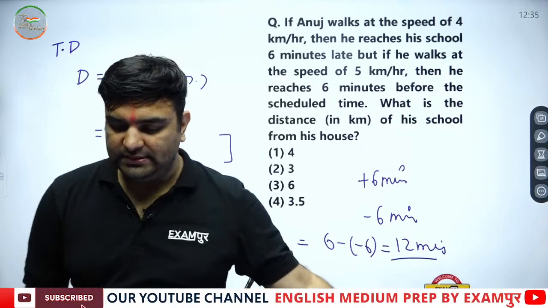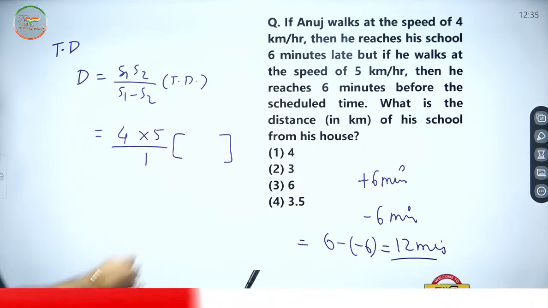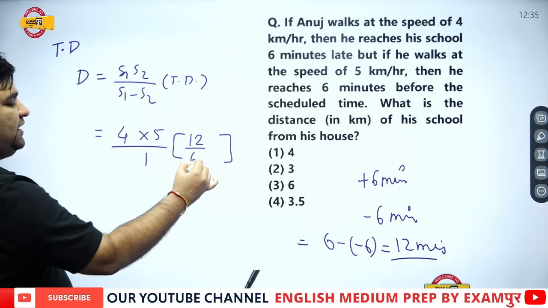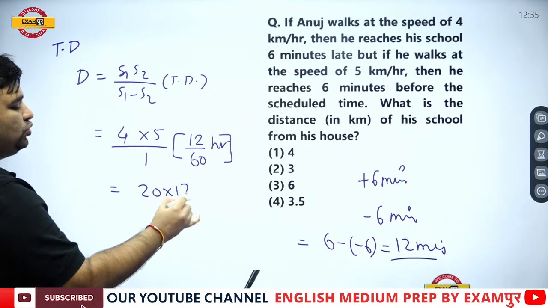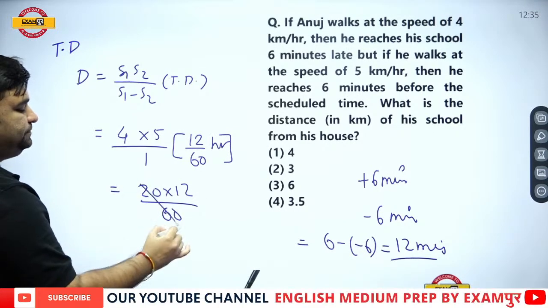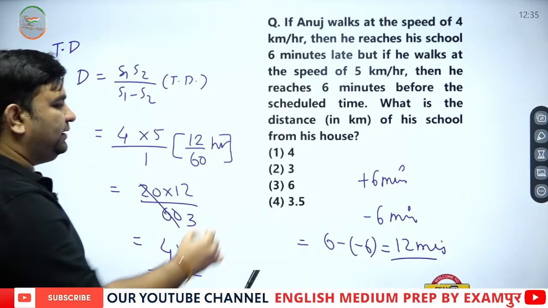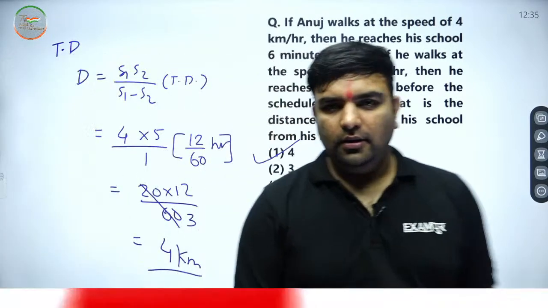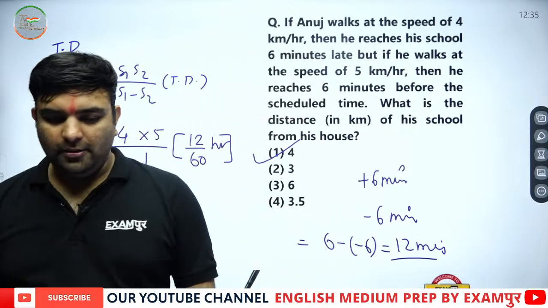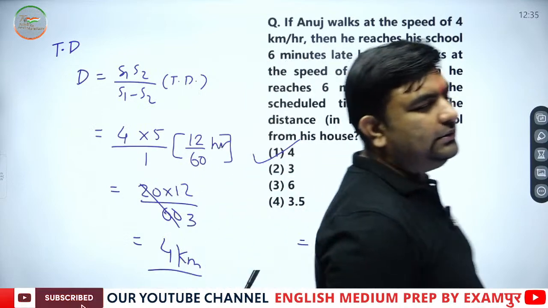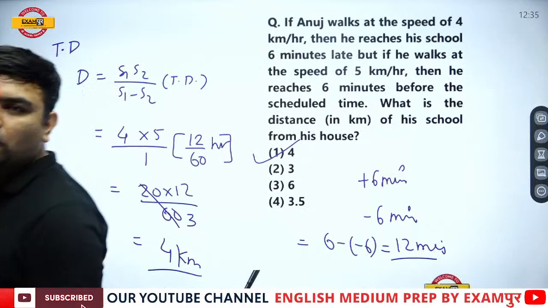Please do take care of the signs. So the time difference is 12 minutes. Convert into hours, 12 by 60 hour. 20 into 12 by 60. It is purely a coincidence that both questions based on time difference have given 4 kilometers as the answer.